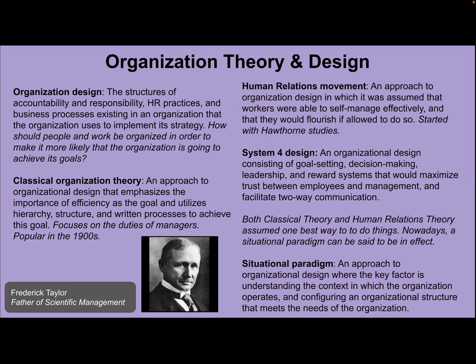Both the classical theory and the human relations theory assume that there's one best way of doing things, right? The classical theory focuses on management and the human relations theory focuses on the workers. But they both assume that there's one best way to do things and that we need to set a certain type of goal and do things a certain way in order to get things done the best.